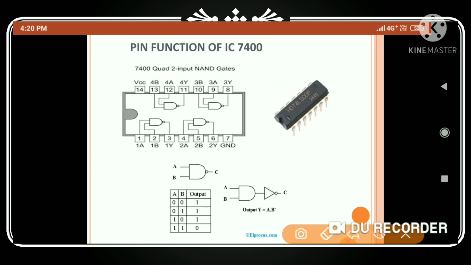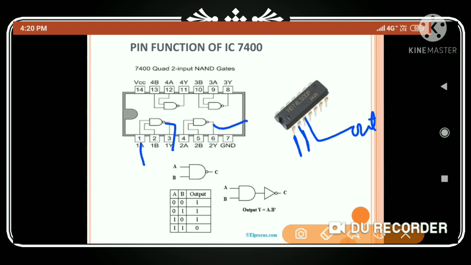Now here, 1A and 1B are the inputs for this NAND gate. There are 4 NAND gates here. For the first one, 1A and 1B are the inputs, and 3 is the output. If you want to connect the inputs and outputs, you connect 1 pin as input, and the second pin also input. And what about the output? The output is pin 3. You have to take the output from the third pin, 1Y.